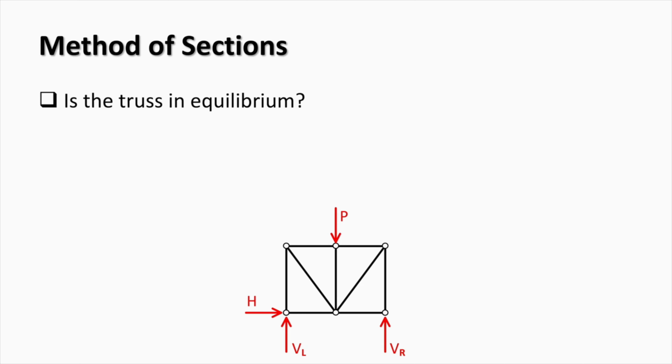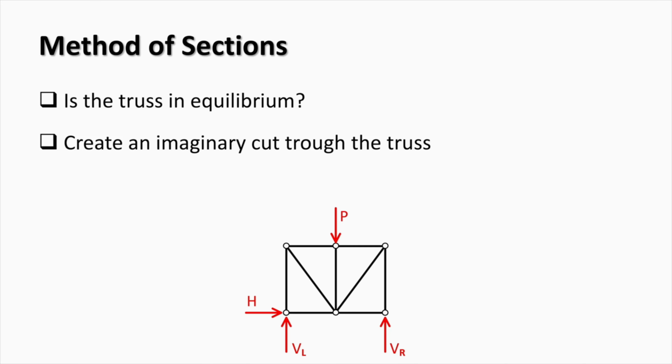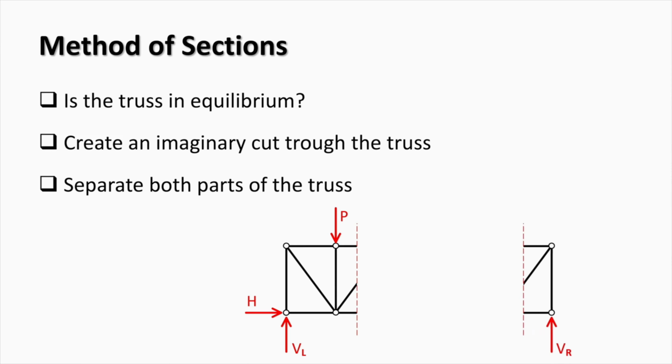Given that the reaction forces are found from equilibrium equations, this truss, disconnected from the supports, is in equilibrium. That means that every part of this truss is in equilibrium. Now we use our imagination to cut the truss into two parts. We make a straight imaginary cut and separate the parts of the truss.